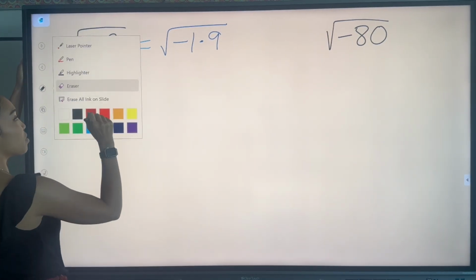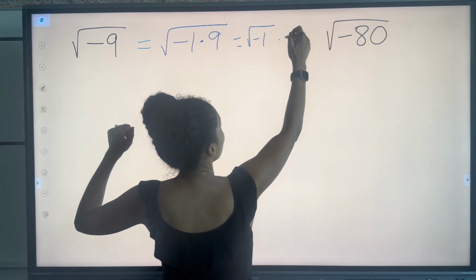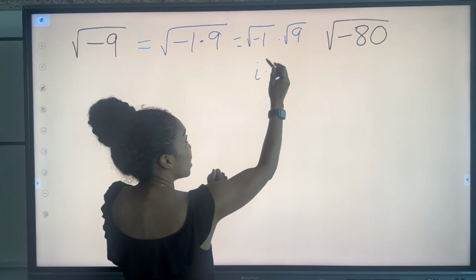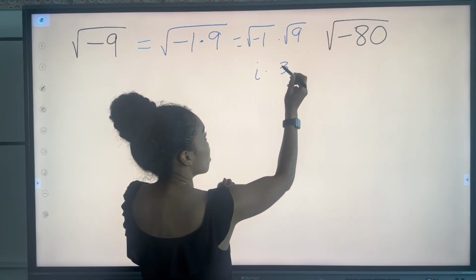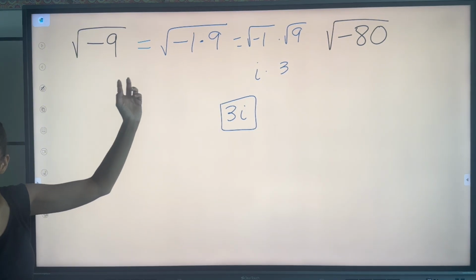Let me split it up even further. This can be written as the square root of -1 times the square root of 9. The square root of -1 is an i, and the square root of 9 is a 3. So your answer is just 3i. Is that better if I split it up further? Yeah. Okay.